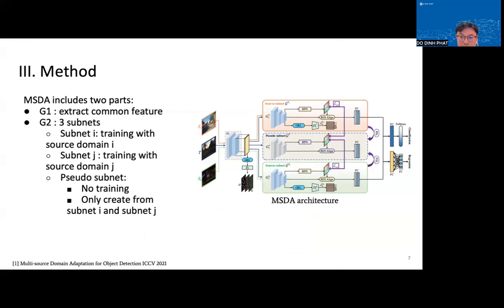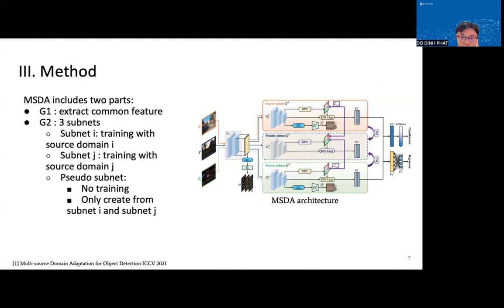Multi-source domain adaptation for object detection uses three subnets: source subnet I, pseudo subnet, and source subnet J. Each subnet is like the strong-weak distribution alignment thesis. The architecture includes a common generator G1 that extracts features for the three subnets. The feature made by G1 is fed to discriminator D1 to align all domains.